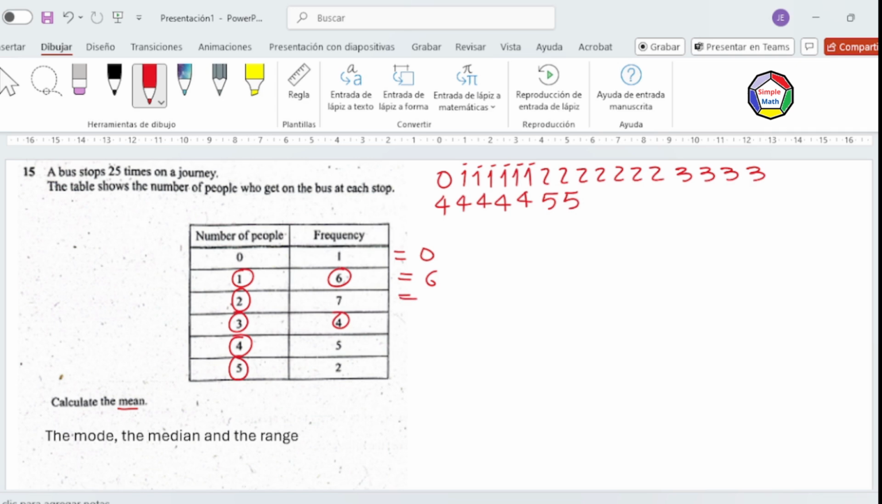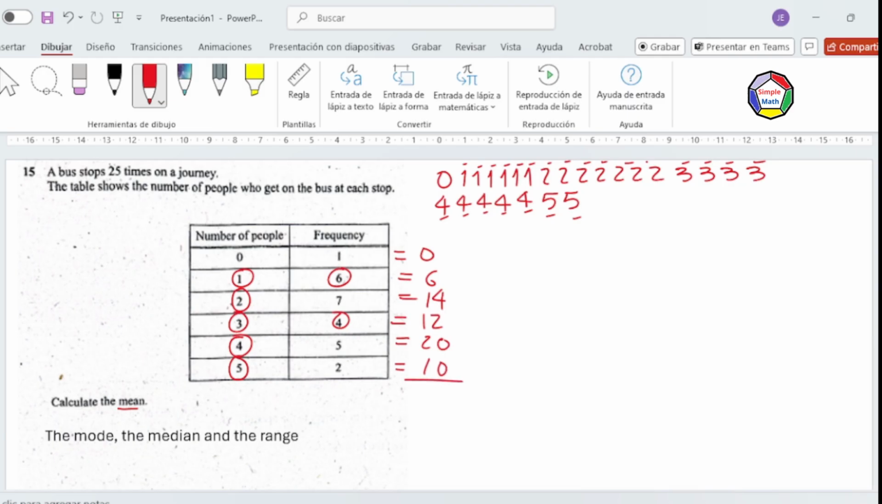The number 2: 2 plus 2 plus 2 plus 2, 7 times, so on. It's the same as 2 times 7, which is 14. So the number 3, 3 plus 3 plus 3 plus 3 is the same as 3 times 4, which is 12. And the number 4, 4 plus 4 plus 4 plus 4 plus 4 is the same as 4 times 5, which is 20. And the number 5, 2 times, is 5 plus 5, 10, which is the same as 5 times 2, 10.